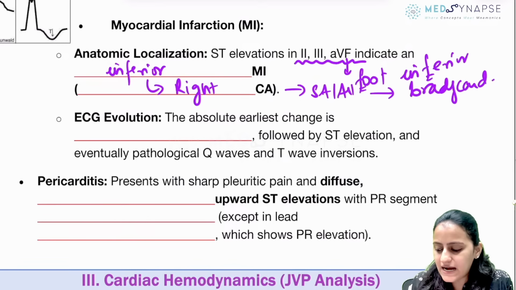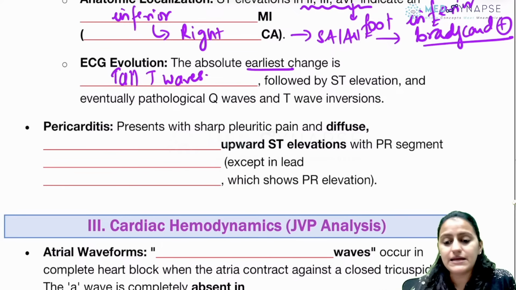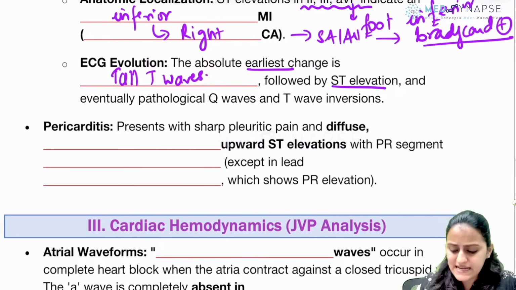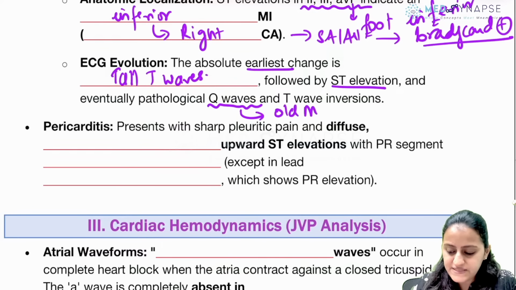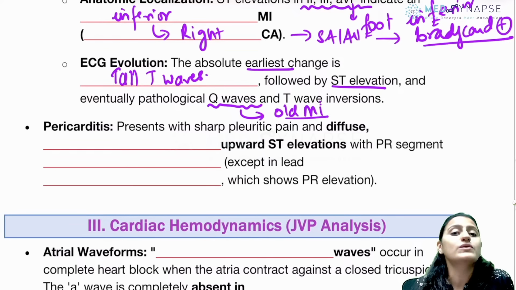Okay? So what is the earliest change in ECG in MI? Is it the Q wave, ST elevation or something else? It is tall T waves, called hyperacute T waves. Tall T waves is the first thing that you see in MI. Followed by ST elevation, and then you have Q wave, which is suggestive of some old MI. A prominent Q wave is suggestive of an old MI.